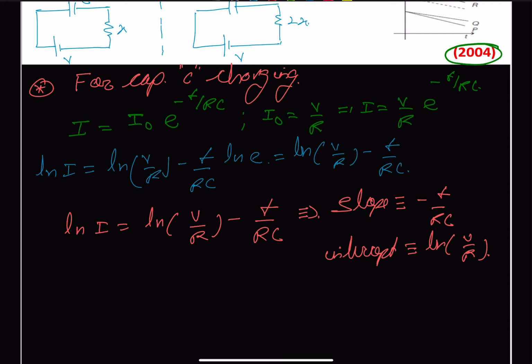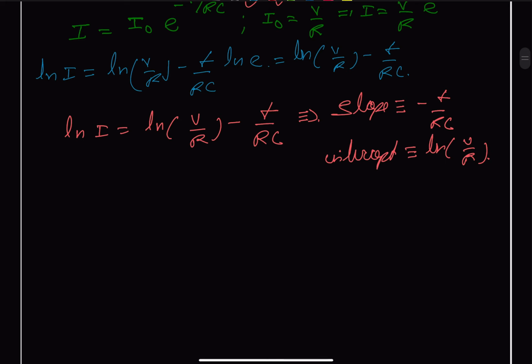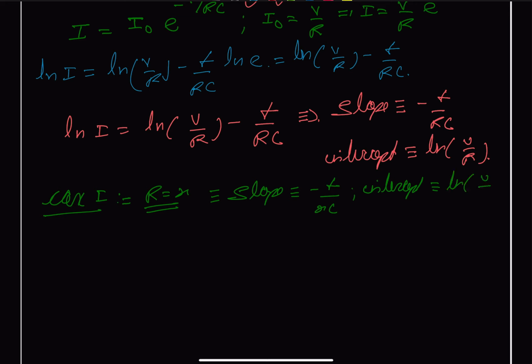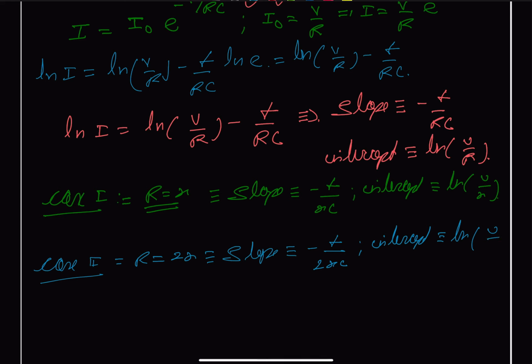In the first case, our R is equal to X. So for case 1, we have R equal to X. Therefore, its slope will be equal to minus t upon XC, and the intercept will be equal to natural log of V upon X. In the second case, our resistance is now doubled, which gives us that the slope will be equal to minus t upon 2XC, and intercept will be equal to natural log of V upon 2X.